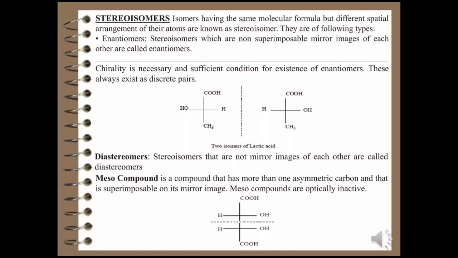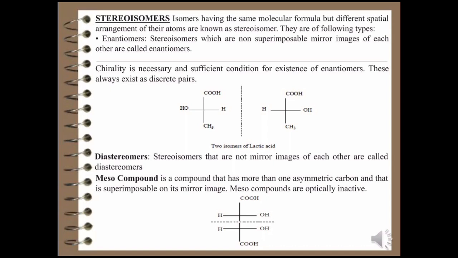Next, let's get into the main subject, stereoisomerism. The definition of stereoisomers: isomers having the same molecular formula but different spatial arrangement of their atoms are known as stereoisomers. They are of the following types. One is enantiomers. Stereoisomers which are non-superimposable mirror images of each other are called enantiomers. Chirality is a necessary and sufficient condition for the existence of enantiomers. They always exist as discrete pairs.